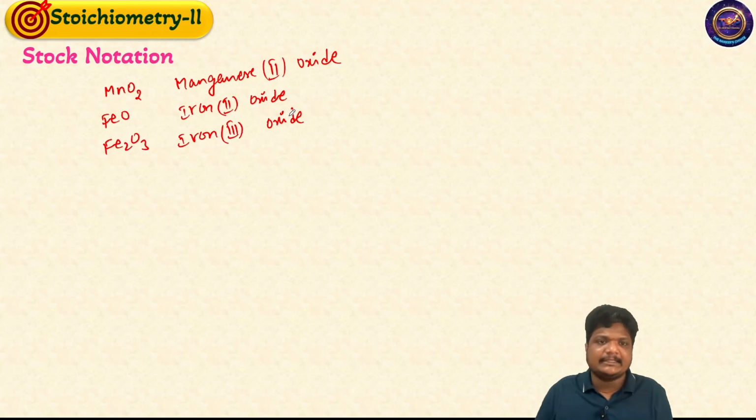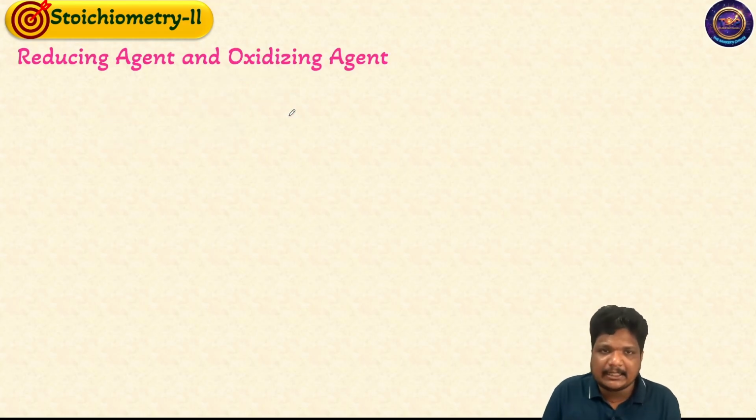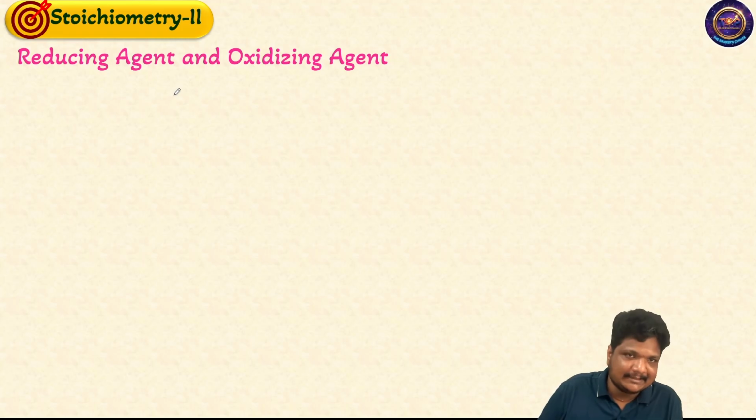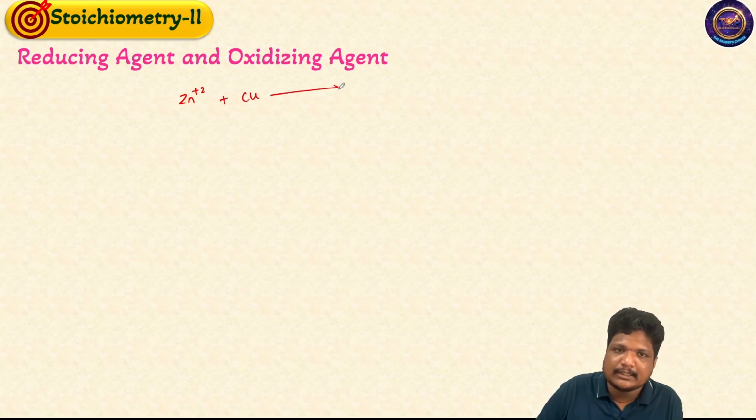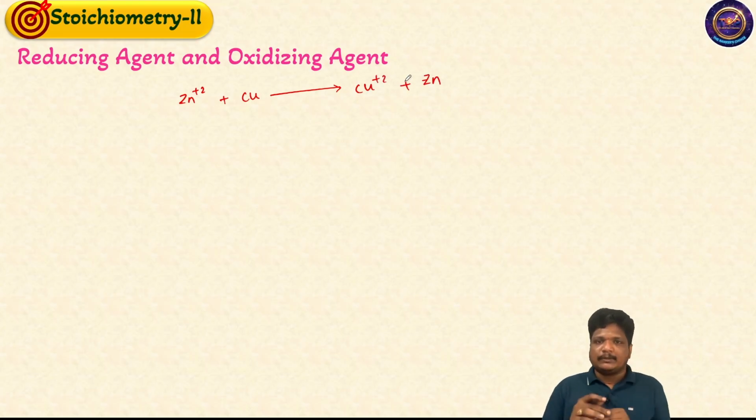Now let us see the concept of oxidizing agent and reducing agent. What is a reducing agent and what is an oxidizing agent? Here I am taking the previous example that I discussed in the introduction part, that is zinc plus copper 2 plus gives rise to copper plus zinc 2 plus.